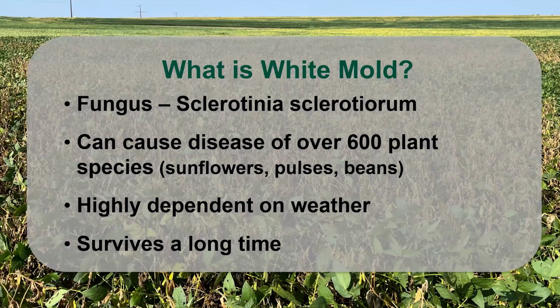But what exactly is white mold? It is a fungus called Sclerotinia sclerotiorum. Oftentimes we call this Sclerotinia stem rot, Sclerotinia white mold, or just white mold as the disease goes. Now this pathogen is able to infect and cause disease in over 600 plant species. Most of these are broadleaves. So when we're thinking about this from a production standpoint, along with soybeans, we're thinking sunflowers, pulses, dry beans, and canola. So all of these are economically important crops that are also impacted by white mold.